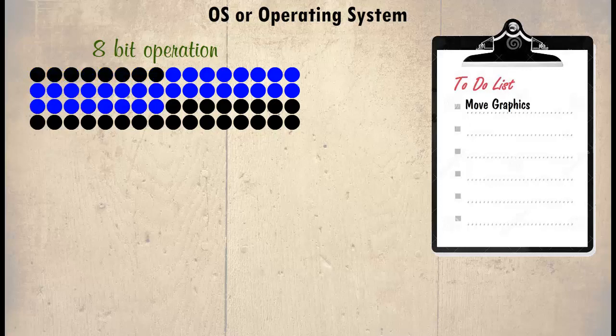With 8 bits, it would take the first 8 items and move them. We'll then continue to return to the next 8 bits and move them. After 4 trips, it would have moved all the information. But it had to do this in 4 cycles.